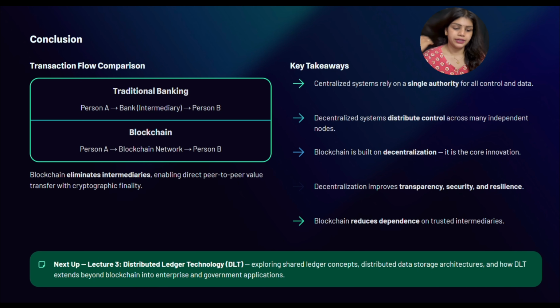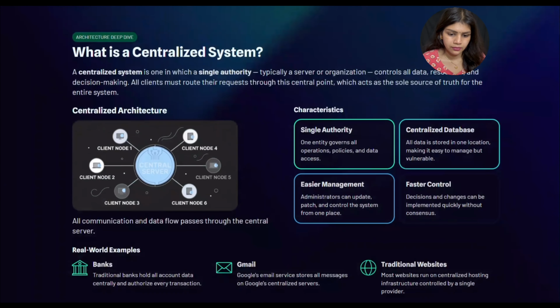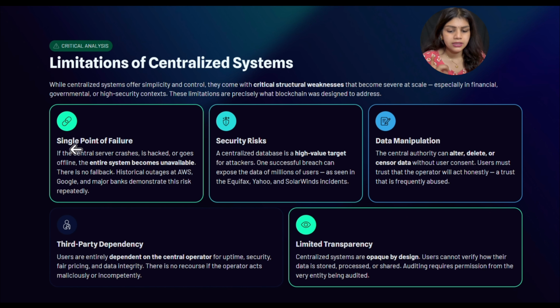Let's have a recap of the whole video. So I'll just start from what is a centralized system, because the whole agenda of this video is to understand centralized versus decentralization. Centralized means a central authority sits there, controlling and making all the decisions between all the other client nodes, and it solely depends on the central server. So these are the characteristics: single authority, centralized database, easier management, and faster control. Okay, real world examples.